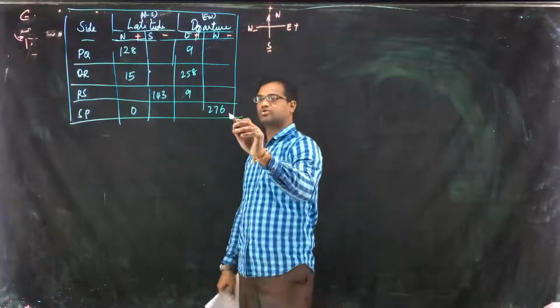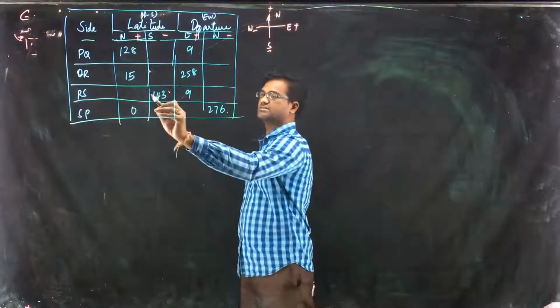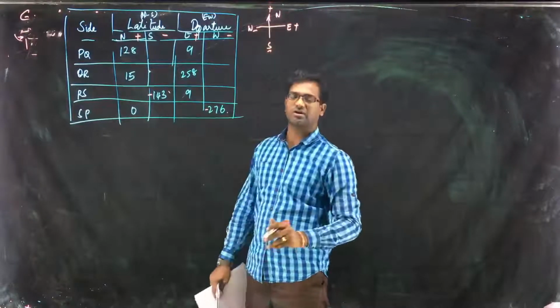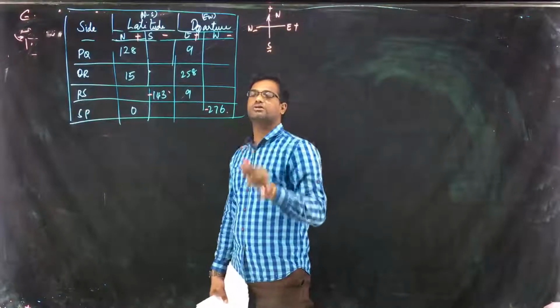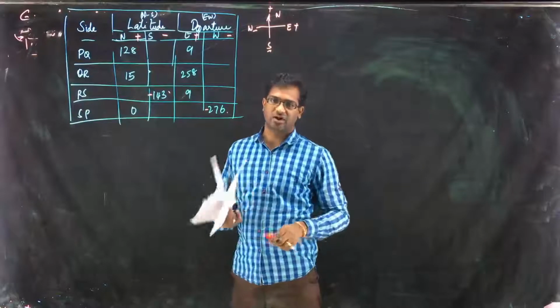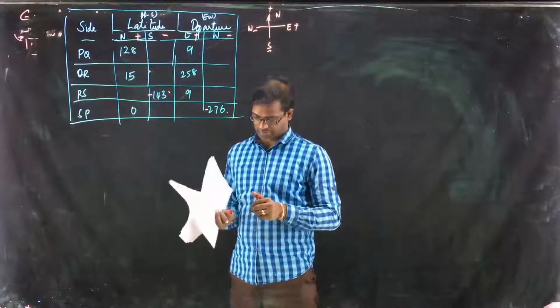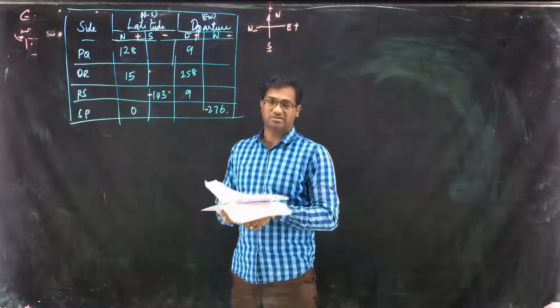Now this value and this value should be considered as negative values when you are noting down. But if you don't want to put a negative value, all that you need to do is write west departure, towards west, in words. So that makes it understood that the value of the departure is negative.